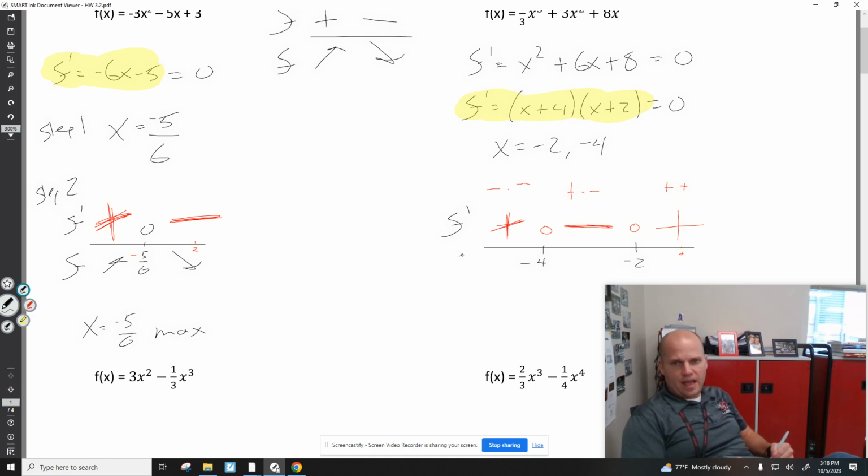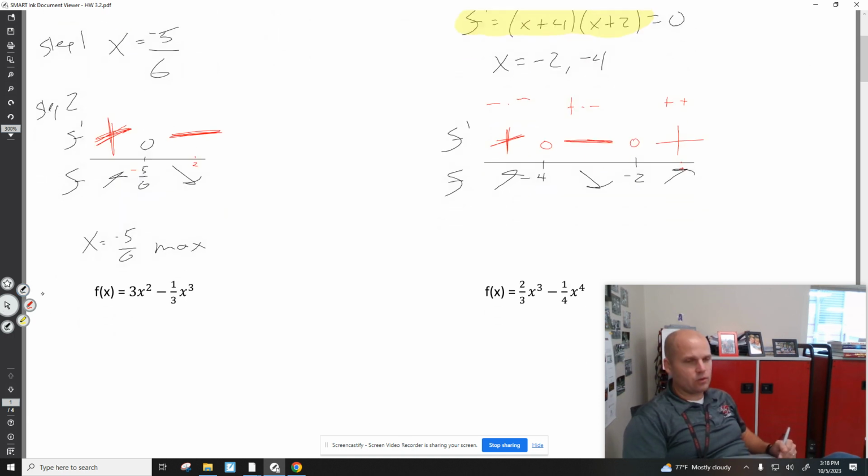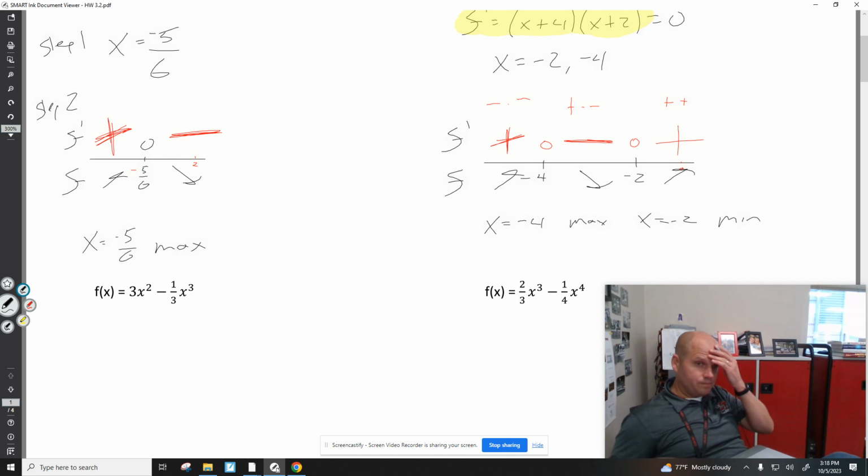What is that telling me? F is increasing, then decreasing, then increasing. What does that tell me? That x equals negative 4 is the location of a max because I'm going up, flattening out, then down. X equals negative 2 is a min. Great.